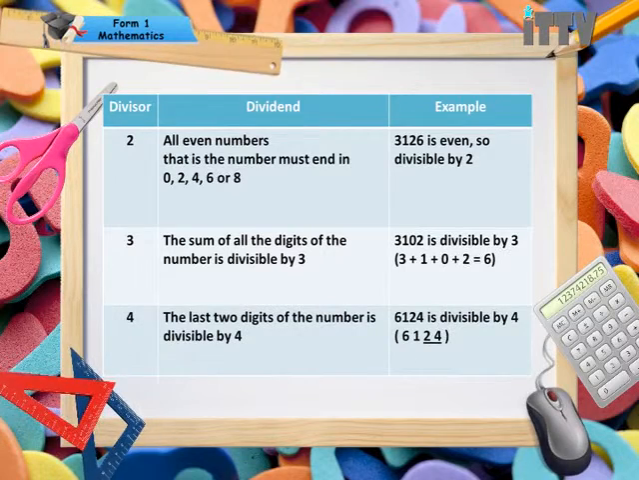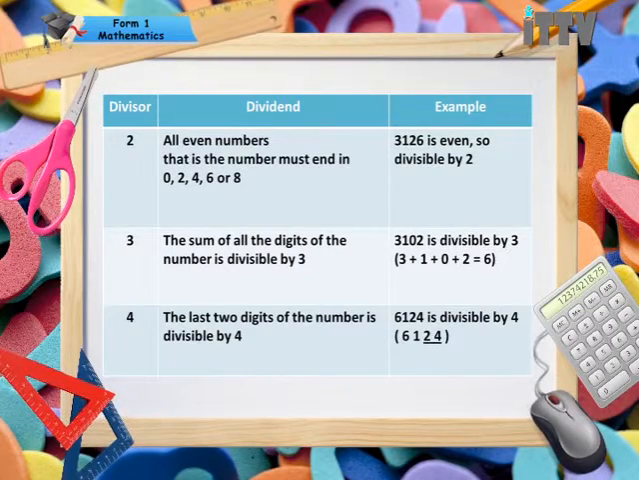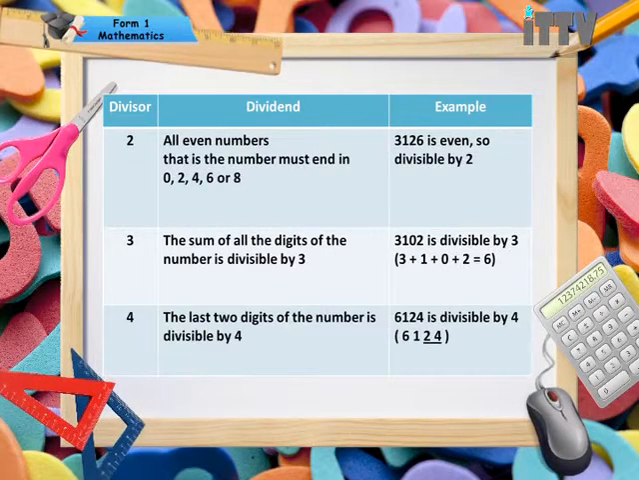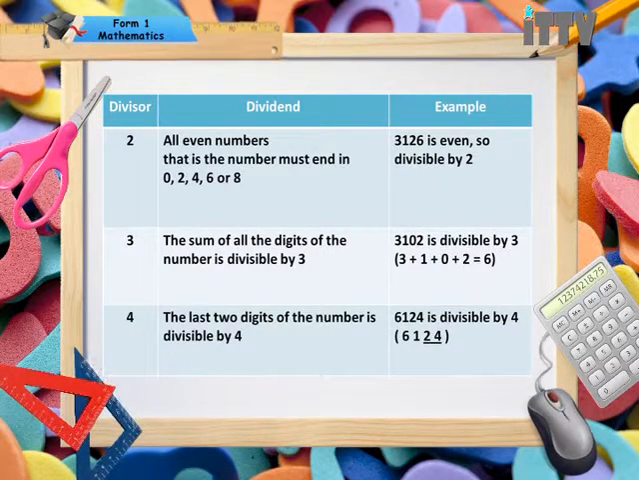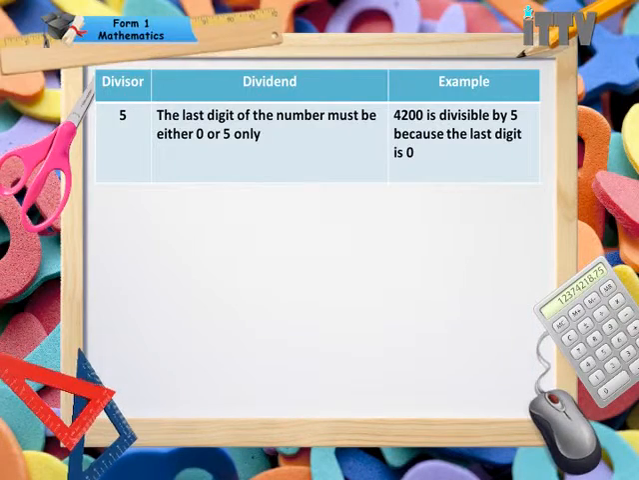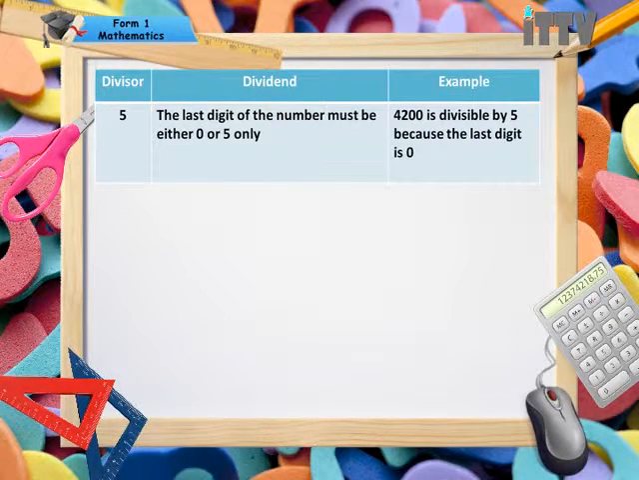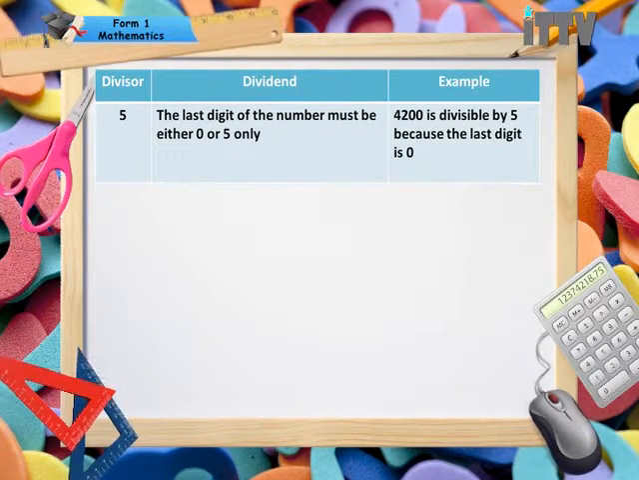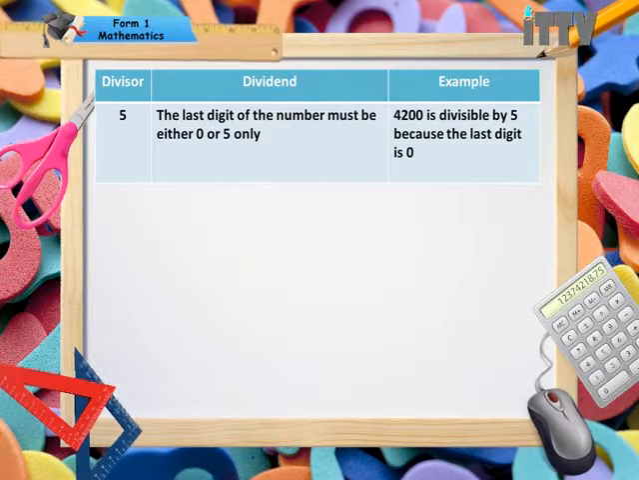For the divisor 4, make sure the last 2 digits of the number are divisible by 4. For example, 6124 is divisible by 4. How do we know that? 6124, the last 2 digits are 2 and 4. 24 is divisible by 4. Next, the divisor 5. Make sure the last digit of the number must be either 0 or 5 only. For example, 4200 is divisible by 5 because the last digit is 0.